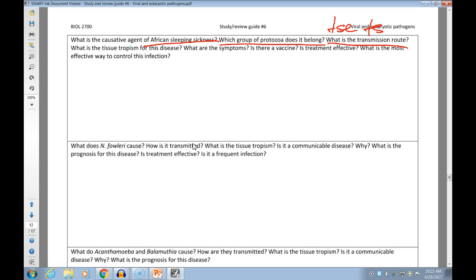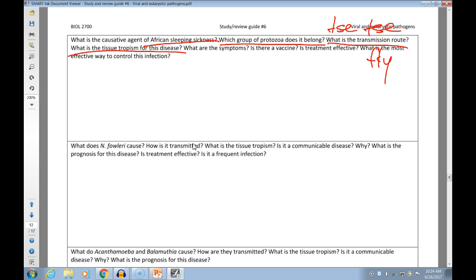Actually, let's remember that it's the tsetse fly. I don't remember if I asked, but I think I asked whether it's a mosquito or a fly. Same goes for yellow fever. If I ask what transmits yellow fever, you have to know it's a mosquito, not the tick, not the fly. Am I clear?